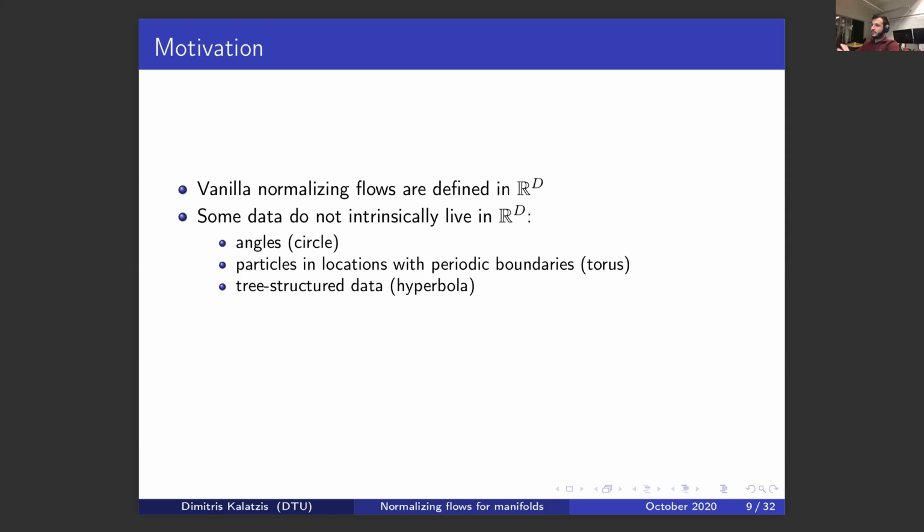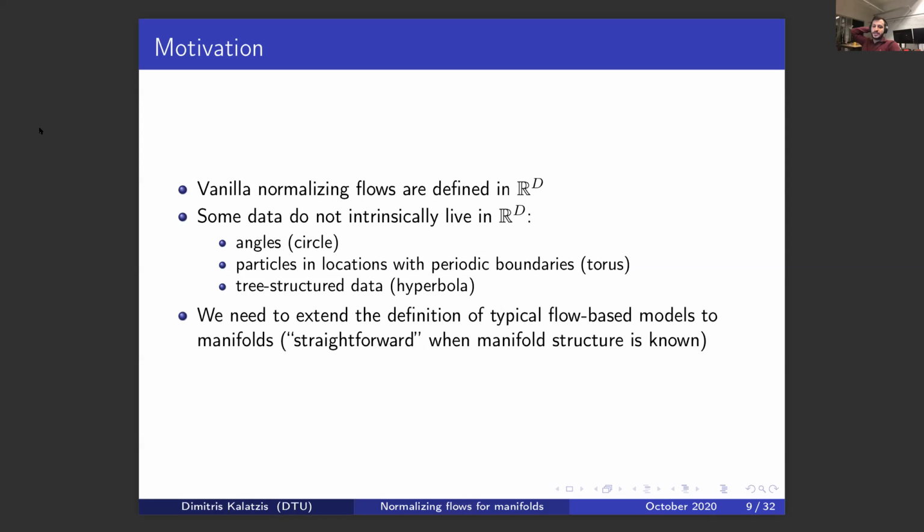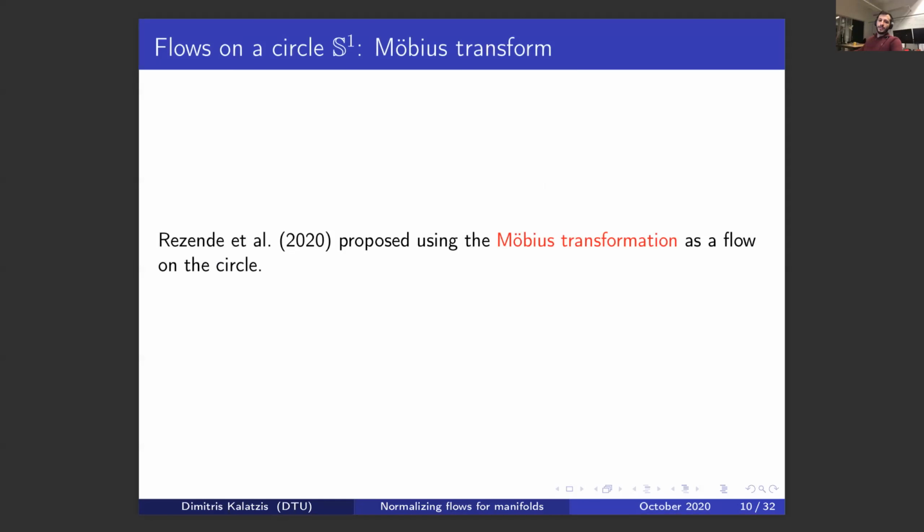Or we might even be dealing with tree structure data, hierarchies, which are best represented in hyperbolic space. So in these cases, we need to extend the definitions of our Euclidean models to manifolds. And if we have information about the manifold structure, then it becomes relatively easy to do that. And we'll begin with flows defined on the circle.